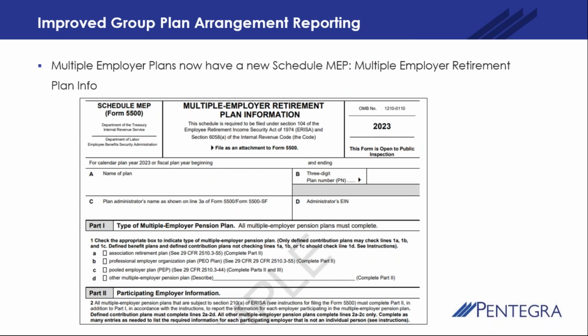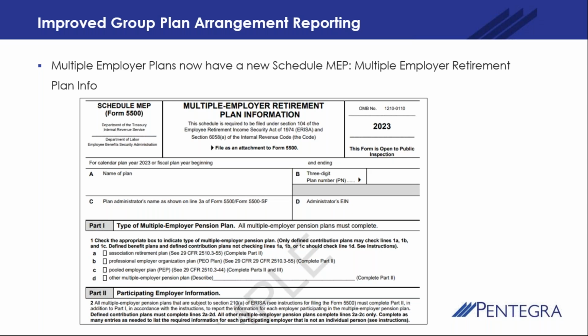In addition to the DCGs, there's also improved group plan arrangement reporting. So this is for, I wrote multiple employer plans here, but it can actually be for a variety of different types of group plan arrangements. You can see under Section 1, we'll ask you to identify the type of multiple employer plan. So it could be an association retirement plan, a professional employer organization plan, a PEP, or other. So this is a new form. Section 1, as you can see, essentially is just asking to define the type.